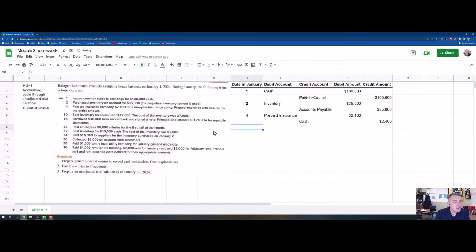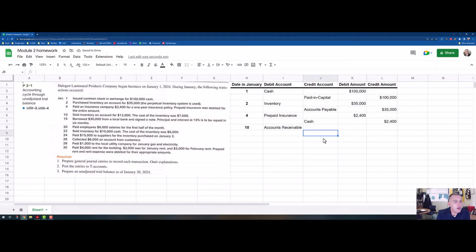All right, so let's look at January 10th. What do we do here? Sold inventory on account for $12,000. All right, so we're going to say debit what? Sold inventory on account. That's telling us it's an accounts receivable. Receivable is when we make a sale to a customer. Accounts receivable, okay?